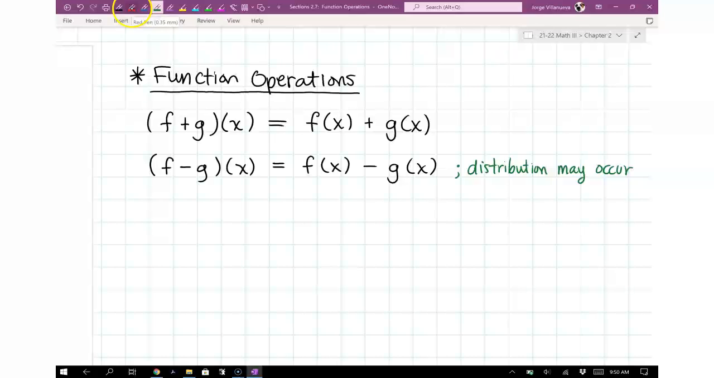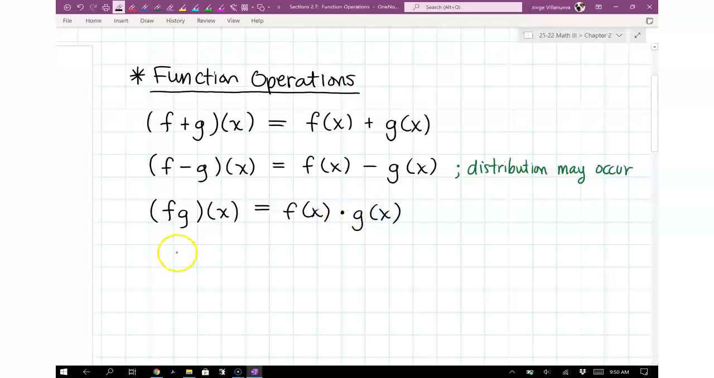Now, there's two more. F g of x, which means f of x times g of x. So that's multiplication. And then the last one you're going to see is f over g of x, which means f of x divided by g of x. So those are the four function operations you're going to see.